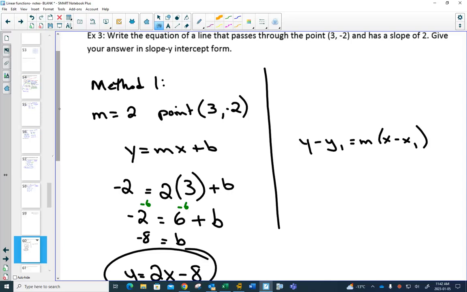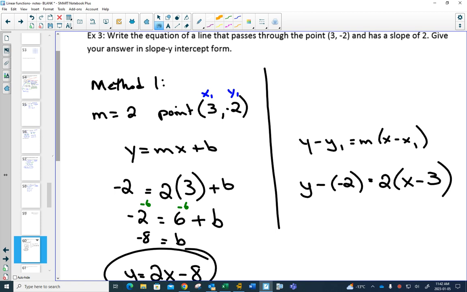If you're using the point slope form, what I would suggest doing is above your point, just like we did for distance formula, label the x1 and the y1, and then you just have to write things in. So it'd be y minus y1, which is minus 2, the slope is 2, x minus x1, which is 3, and you get the equation right away.